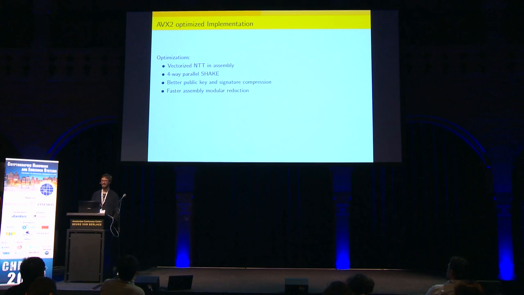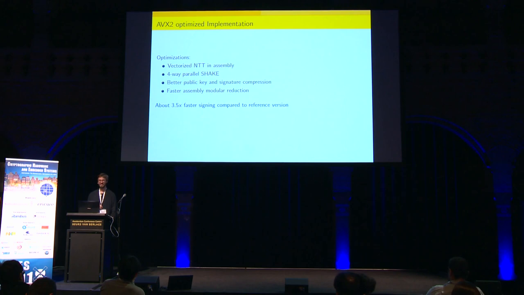So this differs in 4 ways from our reference implementation. First, we have a very fast vectorized NTT in assembly language, and I will talk about this a bit later. Also, we use a 4-way parallel SHAKE for the expansion of the matrix in MLWE and for sampling polynomial vectors. And then there are 2 new things, which actually are from last week, basically. The public key and signature compression is now done somewhat more cleverly, and we also have a fast assembly modular reduction now. And with these 4 improvements, our AVX2 version is about 3.5 times faster for signing messages.